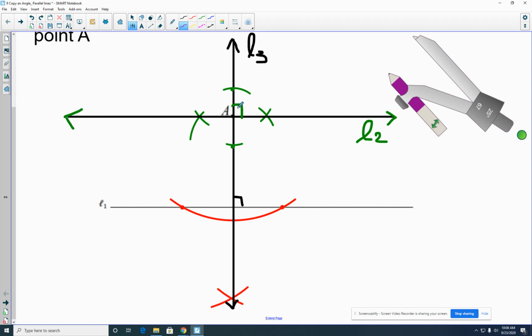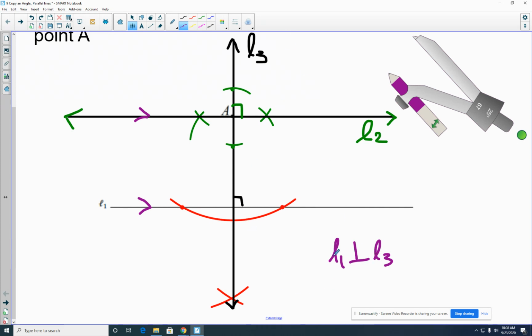Now, we can show that lines are perpendicular by putting little boxes. You can show lines are parallel by putting arrows on the lines that are parallel, as so. So off to the side, let's make some statements. What did we first do? We first constructed line 1 perpendicular to line 3.